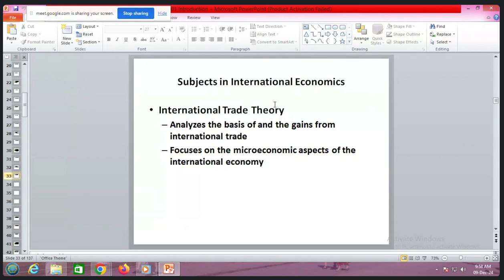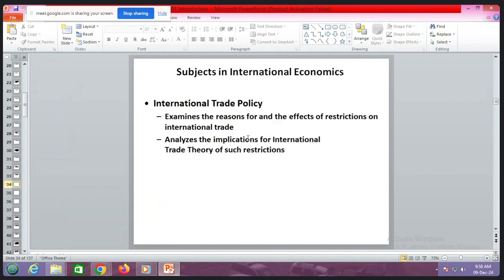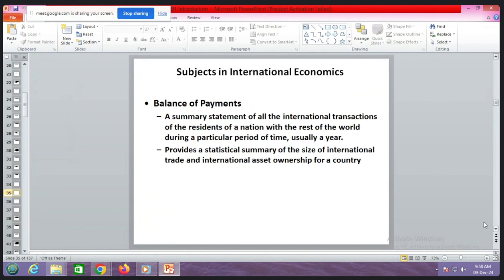So what is the first part? The first part, we are going to deal with international trade theory, and it basically looks at the microeconomic aspects. Then we look at the trade policies in the third module. I have already explained this to you in the last lecture. So this is the second part, which will be looking at the trade restrictions and the implications.